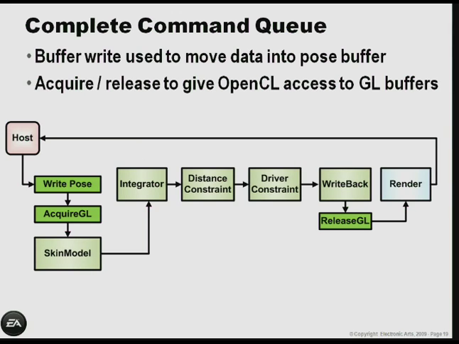So what's actually happening then is the host will write things out to the pose on the CPU, will acquire the GL buffer for the OpenCL layer, and then OpenCL takes over, runs its 5 kernels, eventually writing things back into the vertex buffers. We release it for OpenGL to take over, and then we do the rendering.